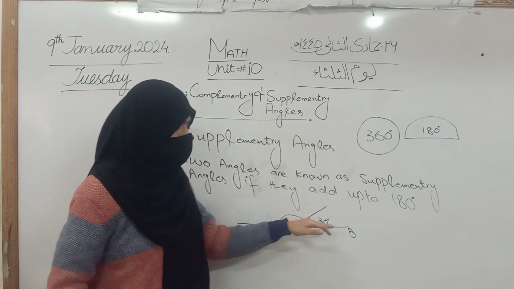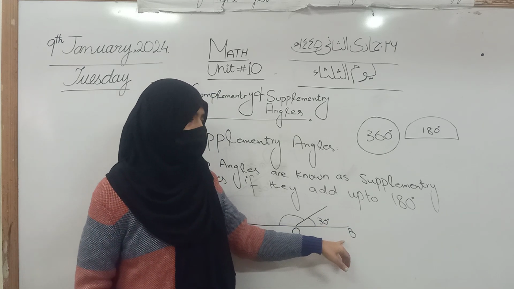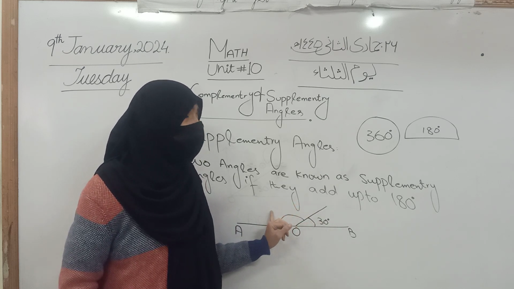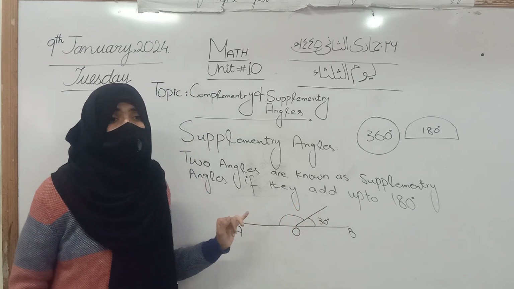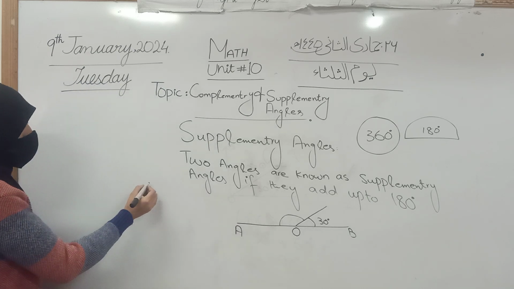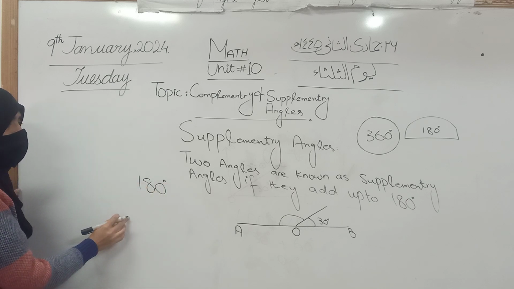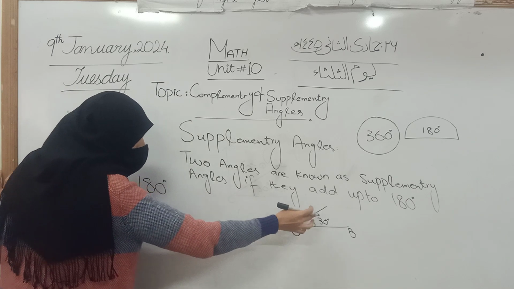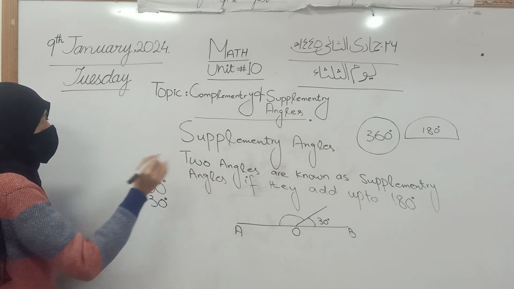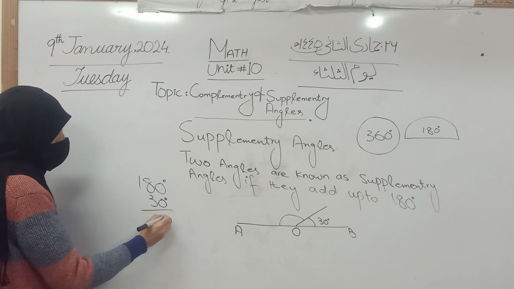Now, tell me what will be the measure of this angle? Because it's a straight line A, O, B, and I have drawn here an angle of 30 degrees. Okay, what will be the measure of this angle? Can anyone tell me? Please think and tell me, class. Because on a straight line, the complete angle is 180 degrees, and I have drawn an angle of 30 degrees. Then what will be the measure of the second angle?